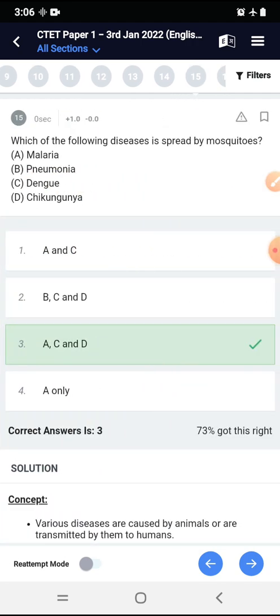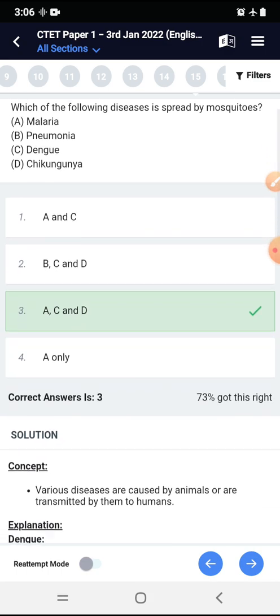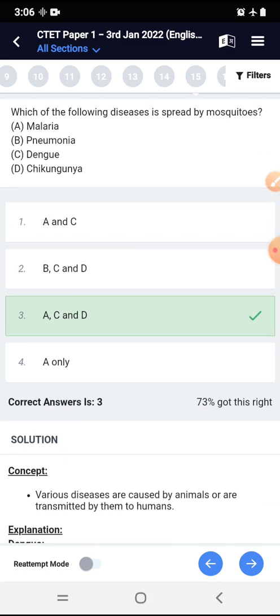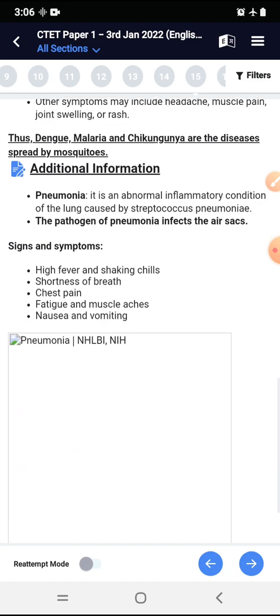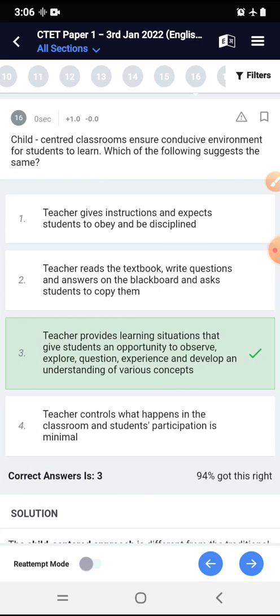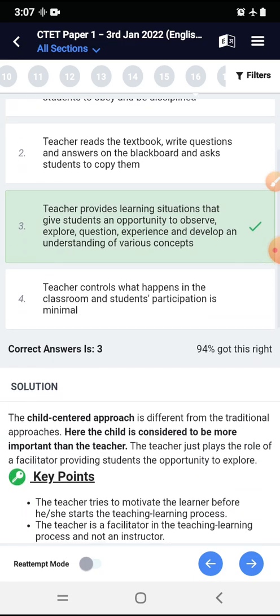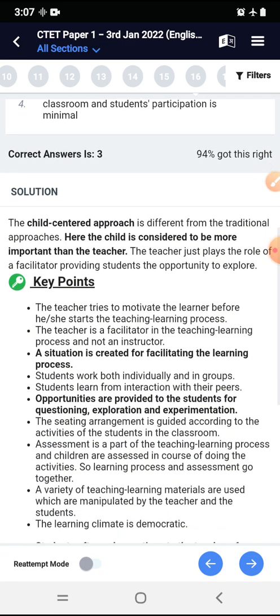Which of the following diseases is spread by mosquitoes? How many are there? 3 are there. A, C, D. Malaria, dengue, chikungunya. Child-centered classroom ensures a conducive environment for students to learn. Which of the following suggests the same? Teacher provides learning situations that give students an opportunity to observe, explore questions, experience, and develop an understanding of various concepts.